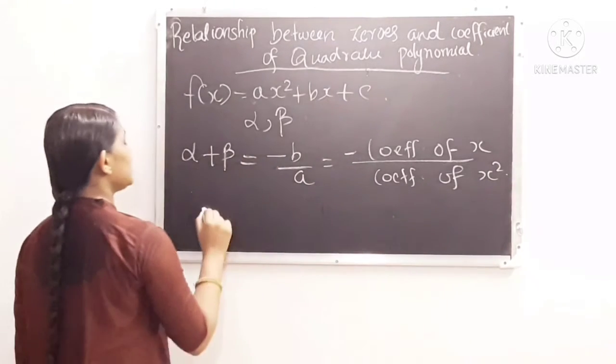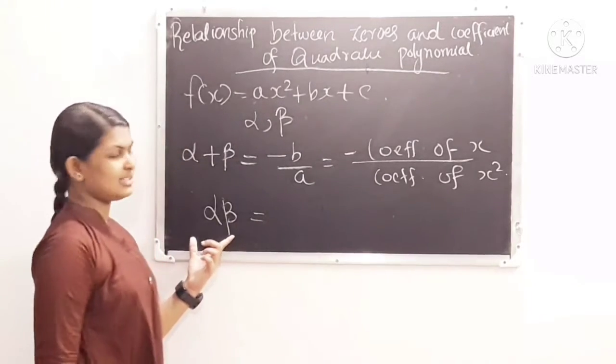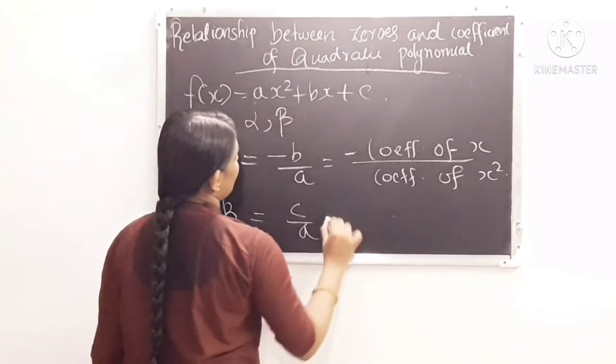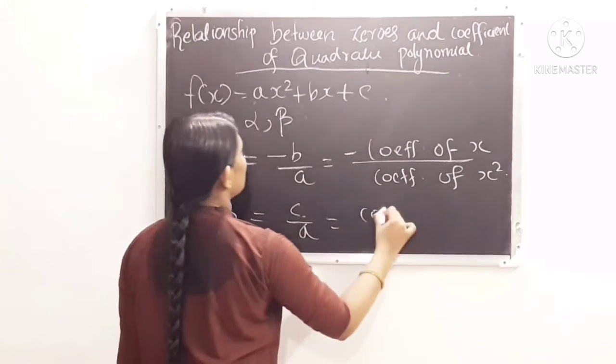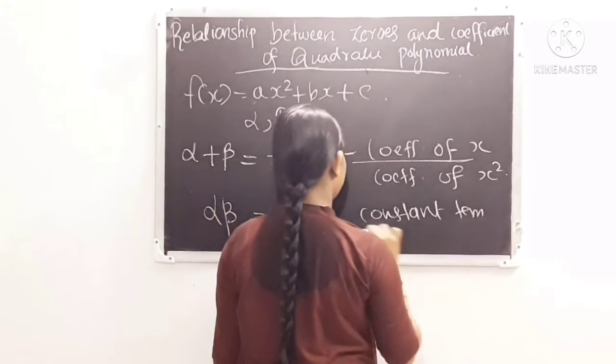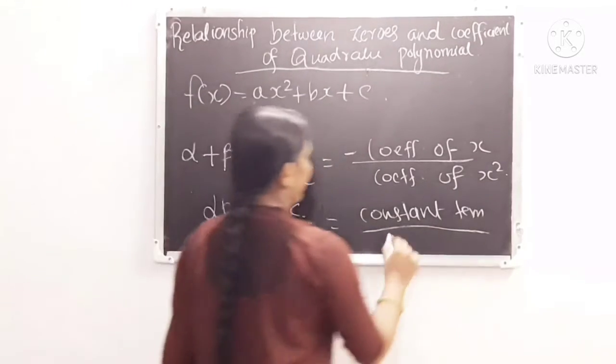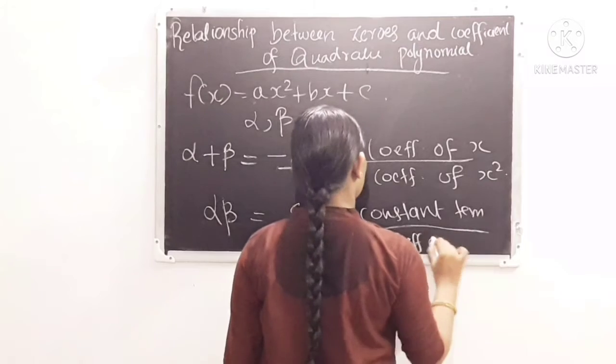Now, what is the product of the 2 zeros? The product of 2 zeros will be equal to c by a, where c is the constant term divided by, what is a here? A is the coefficient of x square. Okay, it is the coefficient of x square.